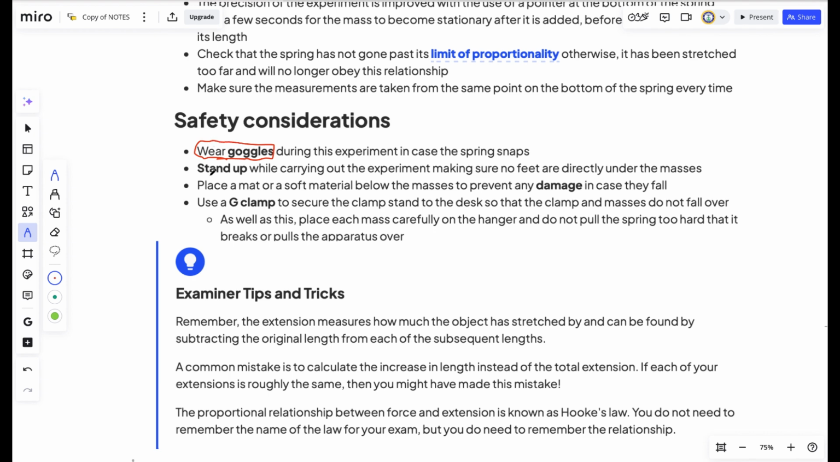You have to wear goggles, you have to stand up while you are doing experiment, don't be seated, don't be lazy. Your nervous system must be up and doing. You must be very sharp. Your brain, your heart, your eye. You cannot be feeling sleepy.